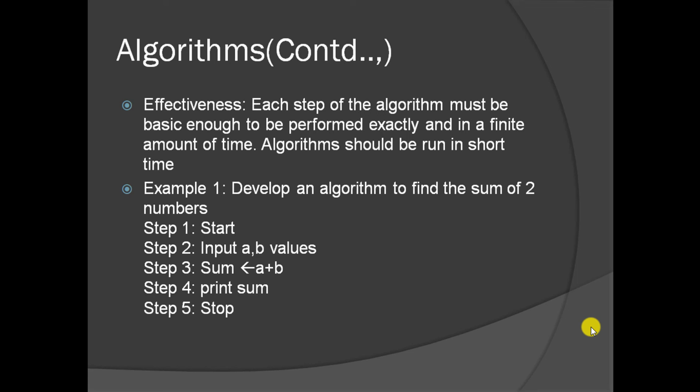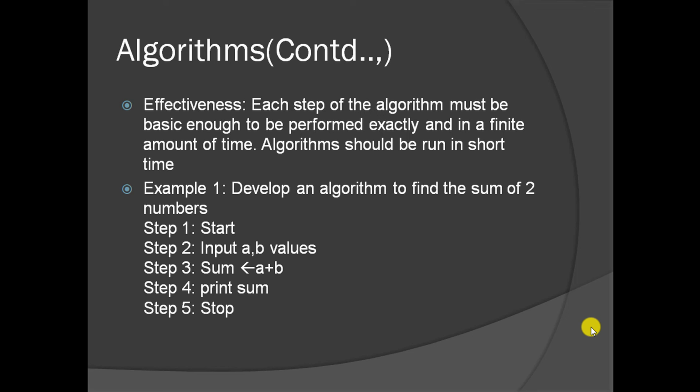So these are the 5 characteristics of an algorithm. An algorithm must possess these 5 characteristics. One is finiteness, another one is definiteness, third one is input, fourth one is output, and fifth one is effectiveness. We will see some examples of algorithms so that you can understand it better.